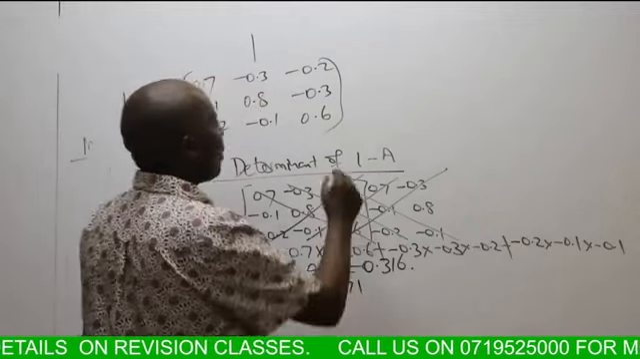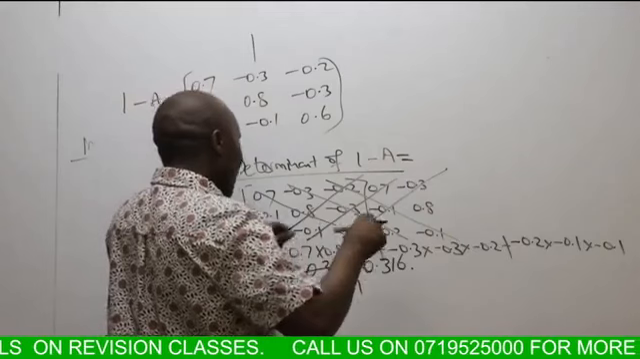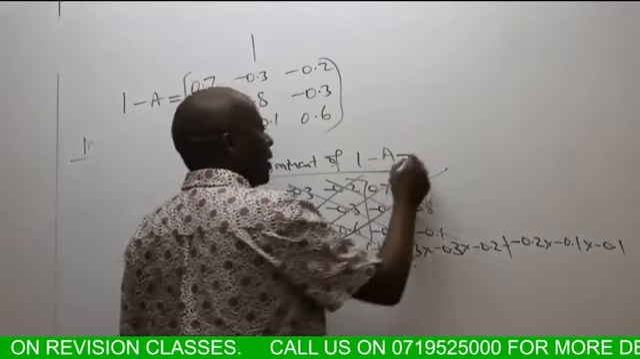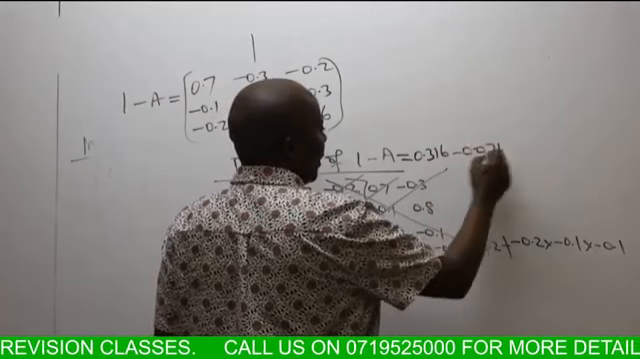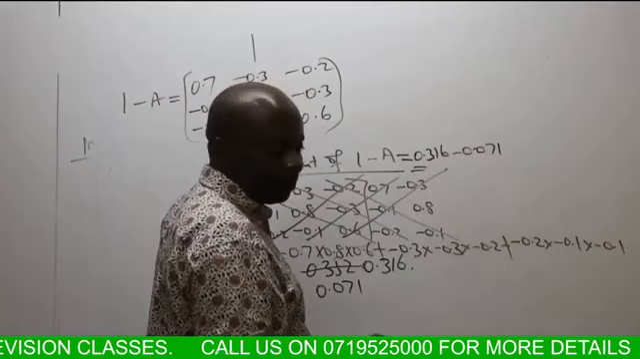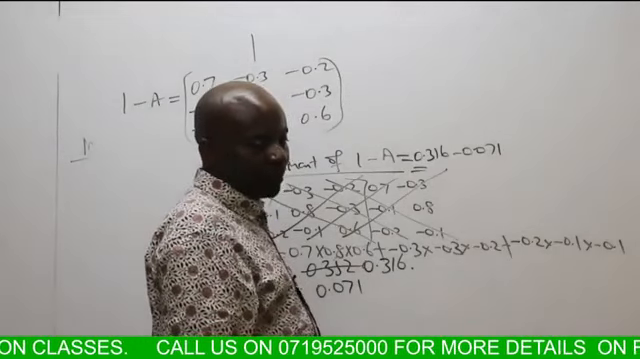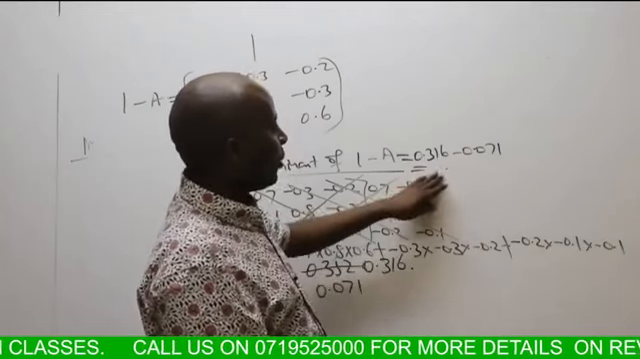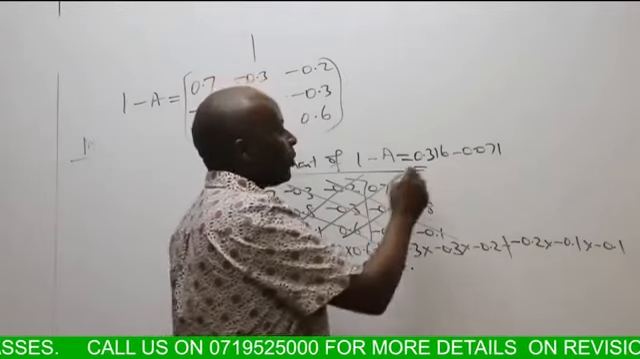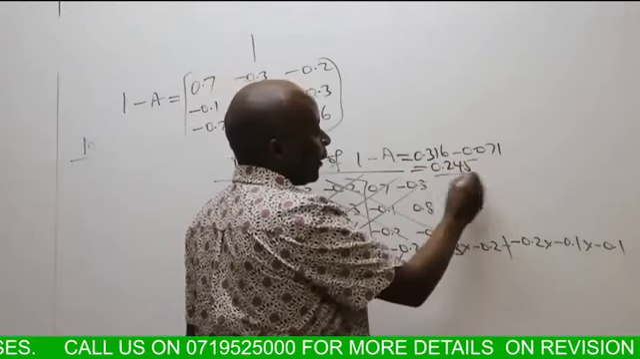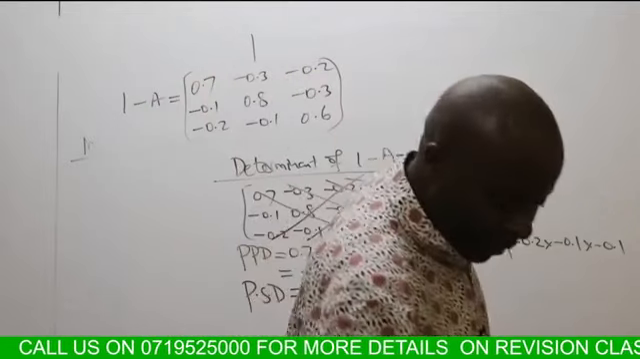And therefore, the determinant, remember, it's product. Product means you're multiplying. Product of primary diagonal minus product of secondary diagonal. So product of primary is 0.316 minus product of secondary, which is 0.071. Kindly give me this figure, 0.316 vis-a-vis 0.071 when you subtract. So somebody tells me it is 0.245. Thank you very much. So you've been able to get the determinant.